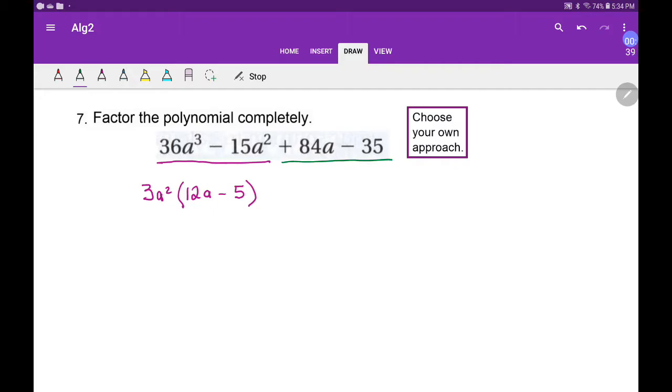And then let's see, over here, what can I take out of both of those? A 7. I can take a 7 out of both those. They both have 7 as a factor. It was 12 times 7 is 84. I still have an a. And 7 out of 35 is 5. So at this point we see, oh look, it's the same thing. So that's one of our factors, 12a minus 5.